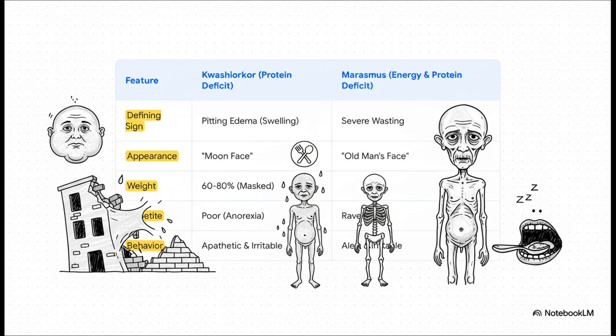But on the right, you have marasmus. This is a deficit of both energy and protein. So you have no building materials and no cement. The result is just severe wasting, an old man's face on a tiny baby with a body weight that's plummeted below 60%. And get this, look at the appetite difference. The child with kwashiorkor often has no appetite at all, while the child with marasmus is usually starving, absolutely ravenous.